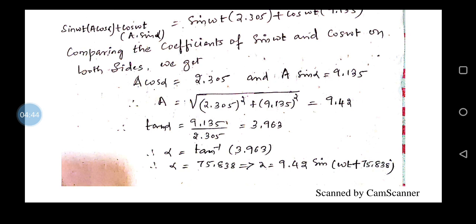Because we know how we have got this value of a: by squaring and adding, a square cos square alpha plus a square sin square alpha is equal to 2.305 whole square plus 9.135 whole square. Taking a square common, the remaining term inside the bracket is cos square alpha plus sin square alpha, which is equal to 1. So we can get the value of a.